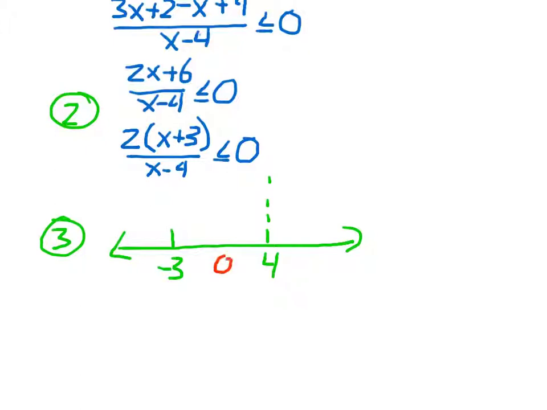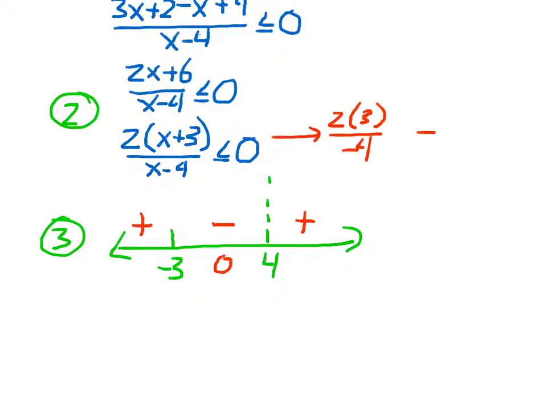Now, remember, I like to pick 0 for x, so if I plug in x equals 0 over here, I'm going to get 2 times 3 over negative 4, which is a negative number. So I have a negative here, and then because I'm dealing with single factors, I can just alternate the signs. So I have positive, negative, positive.